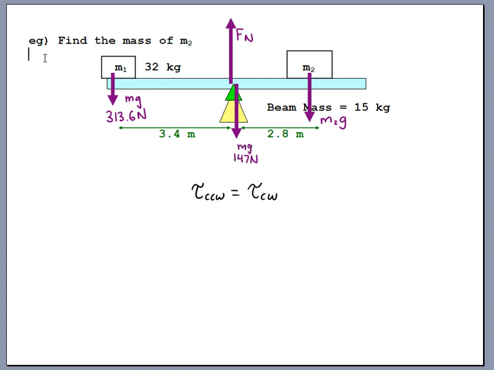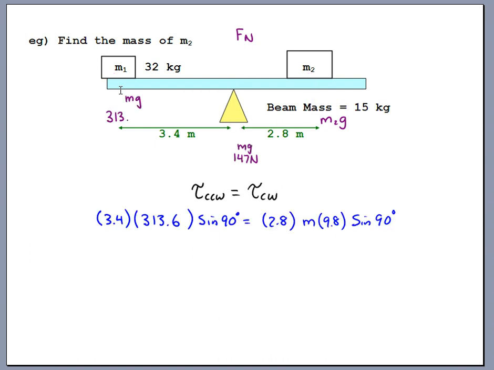Now for torques, you just get into this rhythm of going R, F, sine of the angle. And the angle is how that purple force meets the blue beam. Today, all the forces are going to meet at 90 degrees. So when you have a sine of 90, that's equal to 1. It's not going to cause any interesting issues at all. And so that story would look like this. It's a little bit long, but it's actually very, very easy to calculate.